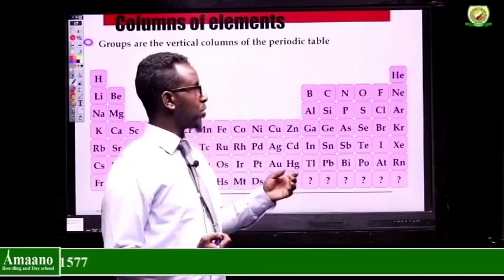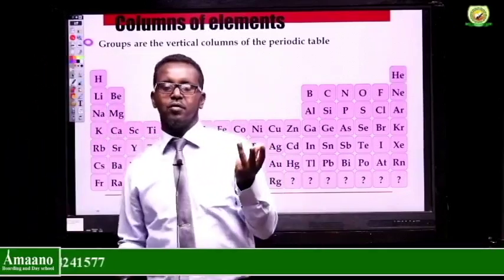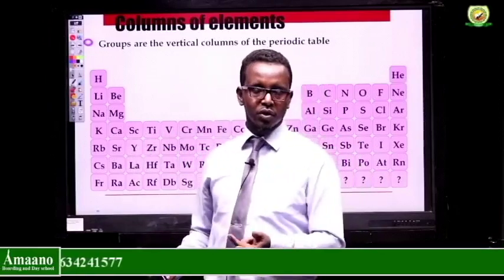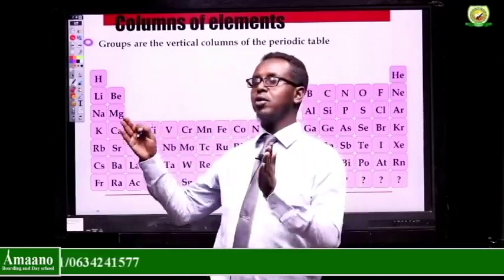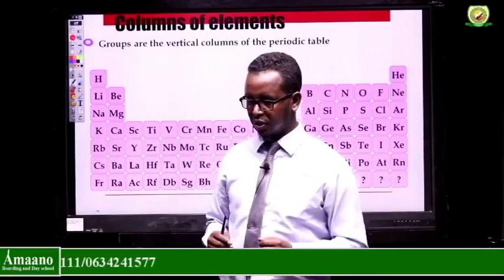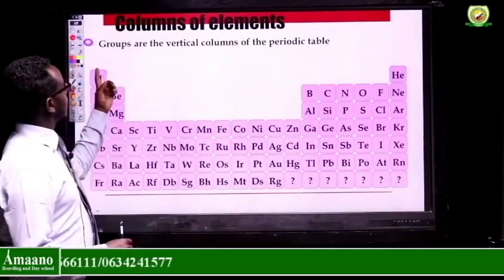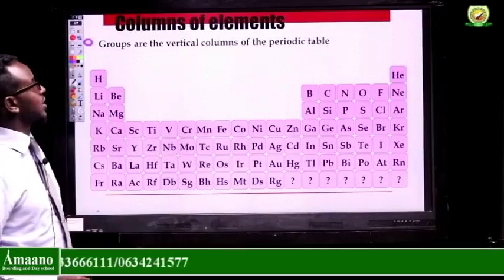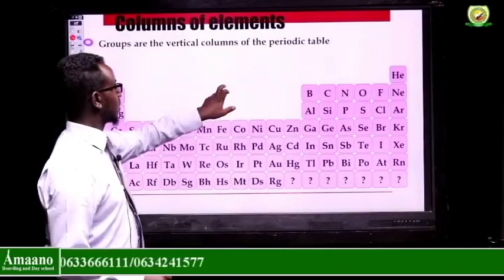So we were in the periodic table. You came across the definition of periodic table, the definition of periods, and the definition of groups. We also came across how many groups and how many periods we have in the modern periodic table. So the last slide was groups, which we described as the vertical columns of the periodic table. So this was the previous lesson.